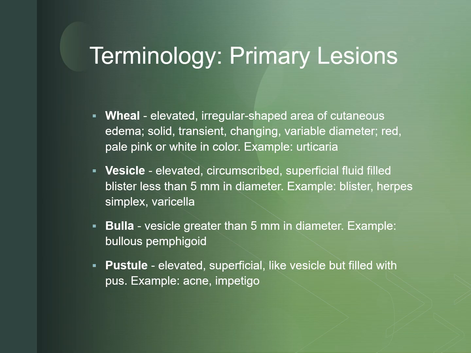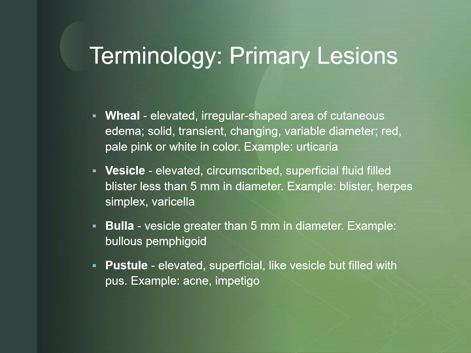So we're continuing here with primary lesions. Again, these are the initial skin changes that reflect the disease process. So we have a wheal. A wheal is what you typically see with hives. It's raised, irregular shape, often transient. It comes and goes. Color can vary from red to pale to white. These are caused by localized edema, not fluid like a blister. So if a patient says it comes and goes quickly, we want to think, is this a wheal?